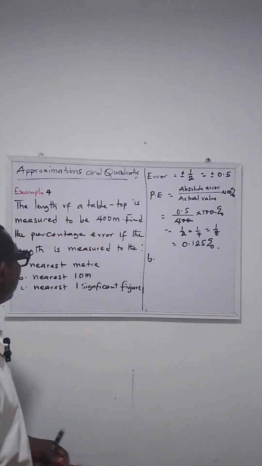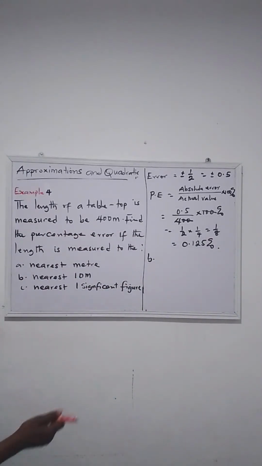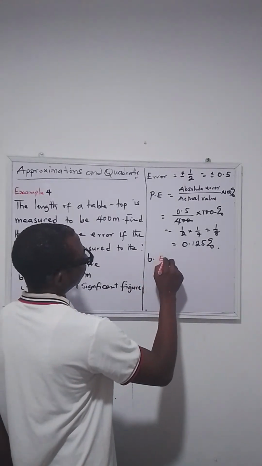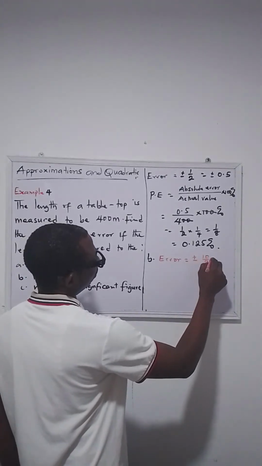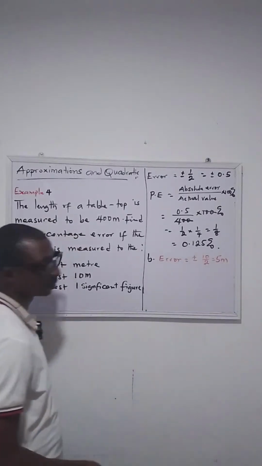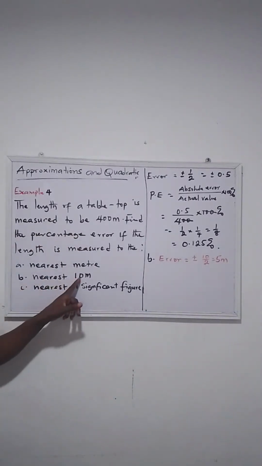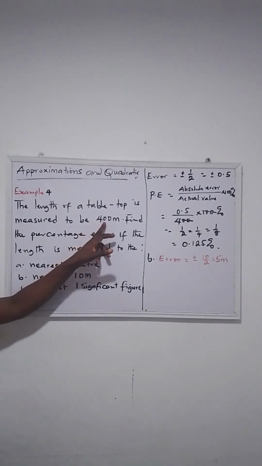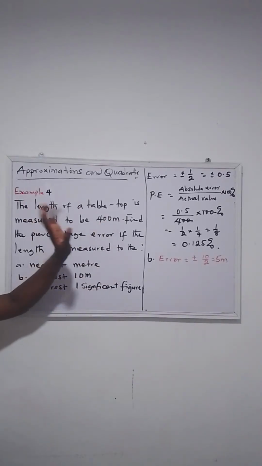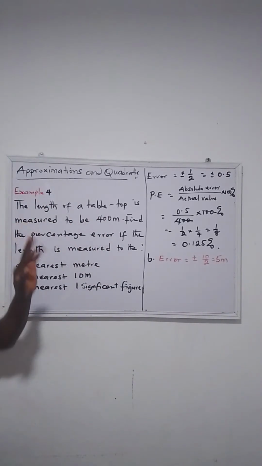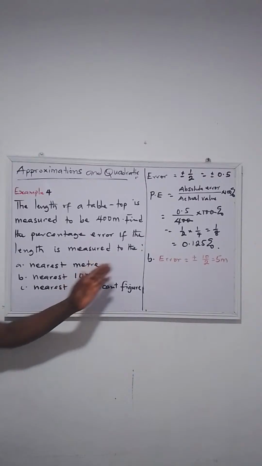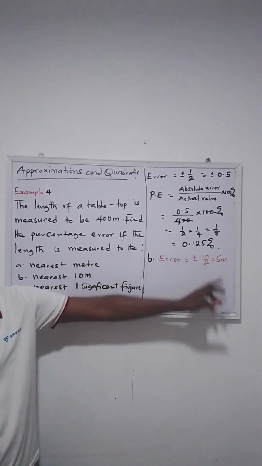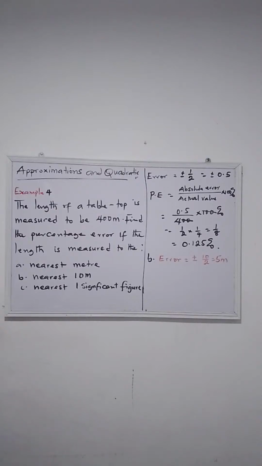Now let's look at this. The error will be plus or minus 10/2, and that's going to be 5 meters. Now can you see? To the nearest 10, the position value 10 here is 10. Unit is 1. So you divide 10 by 2. You have plus or minus 5. So that's going to be the error.